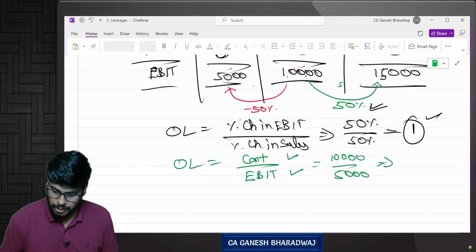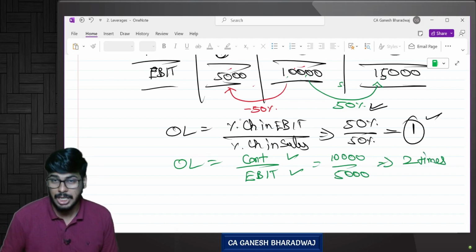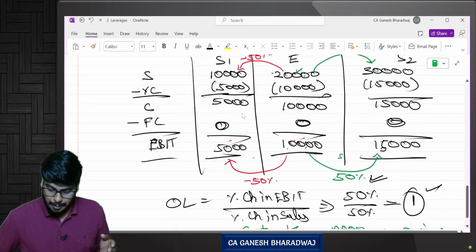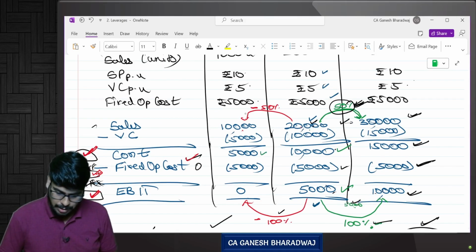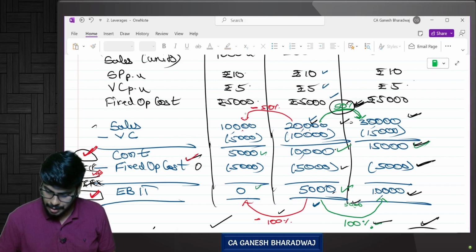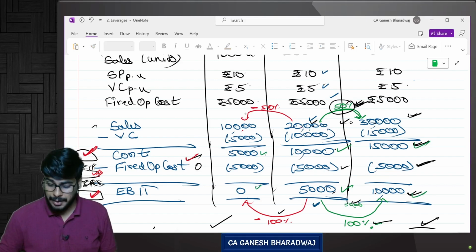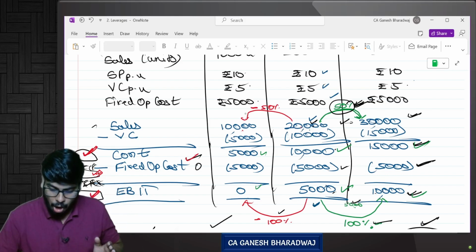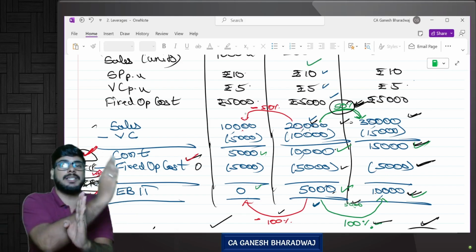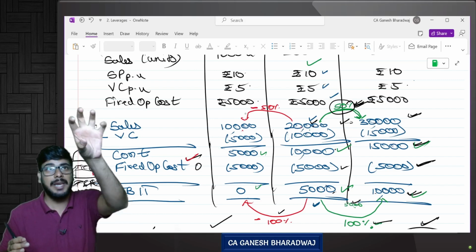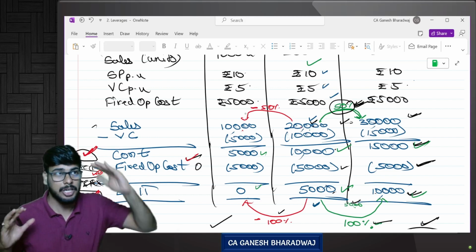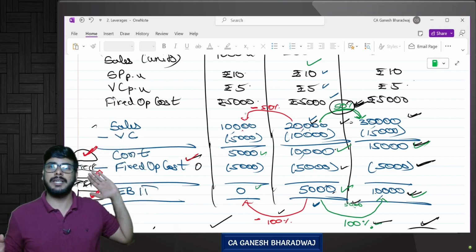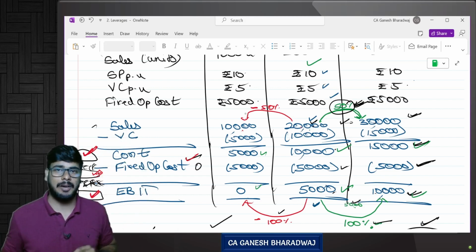It's going to be 2 times. Are you clear with this? You can't take the contribution divided by EBIT of any of the data. If you look at this here, 5,000 divided by 0, what will come? Nothing will come. Here, 15,000 divided by 10,000, you will get 1.5 something. No, no. Only the base data, from where you are seeing the change. So the base data's contribution divided by the base data's EBIT is your other formula for operating leverage.